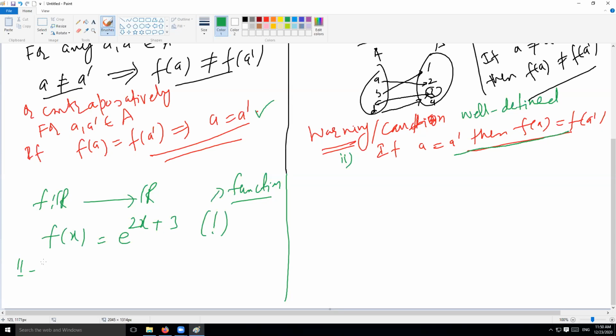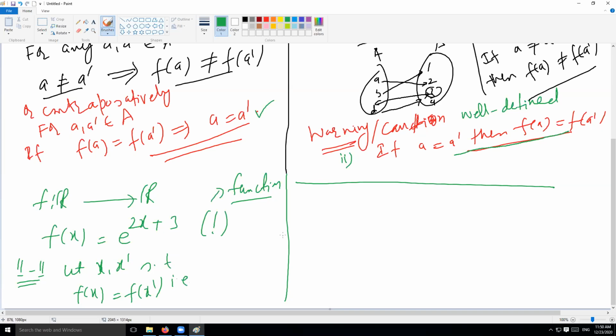So in order to check that this function is 1, 1, what you need to show? You have to show that you have imagined x and x prime such that f of x is equal to f of x prime. From this, can I deduce that x is equal to x prime? So if f of x is equal to f of x prime, what does it mean? It means that e to the 2x plus 3 is equal to e to the 2x prime plus 3, right? So from this equation, can I deduce that x is equal to x prime? What should I do?